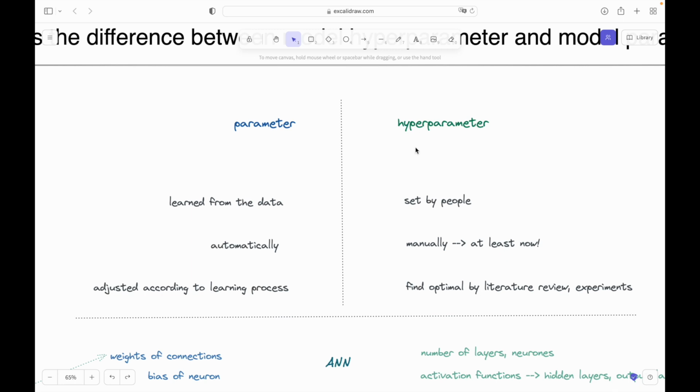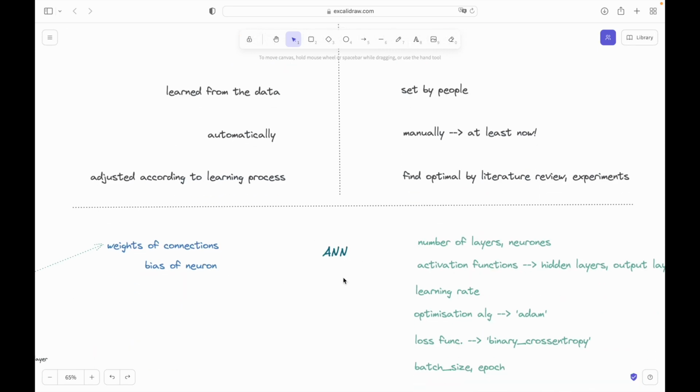However, hyperparameter values can be found by experiments or literature review. You should try and try and try and find the optimal values for the model. Let's look at some examples of ANN, Artificial Neural Network.